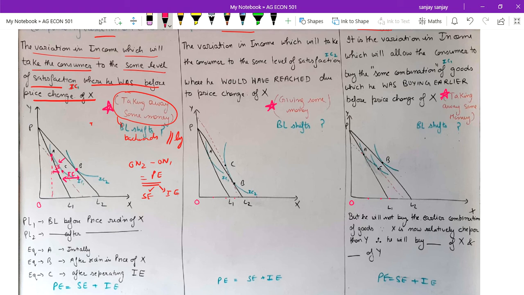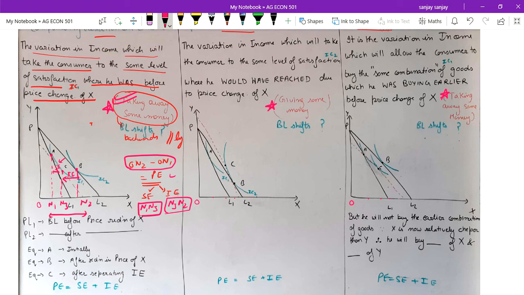This difference means this much. Total ON2 minus ON1 was the price effect, and out of this, let's say ON3, N3 N2 is the income effect and N1 N3 is the substitution effect. What you need to remember here is when the price reduces, your real income increases, and as per CVI, when your real income has increased, you have to take away some money so that you are able to take him back to the earlier level of satisfaction. So this is all about compensating variation in income.